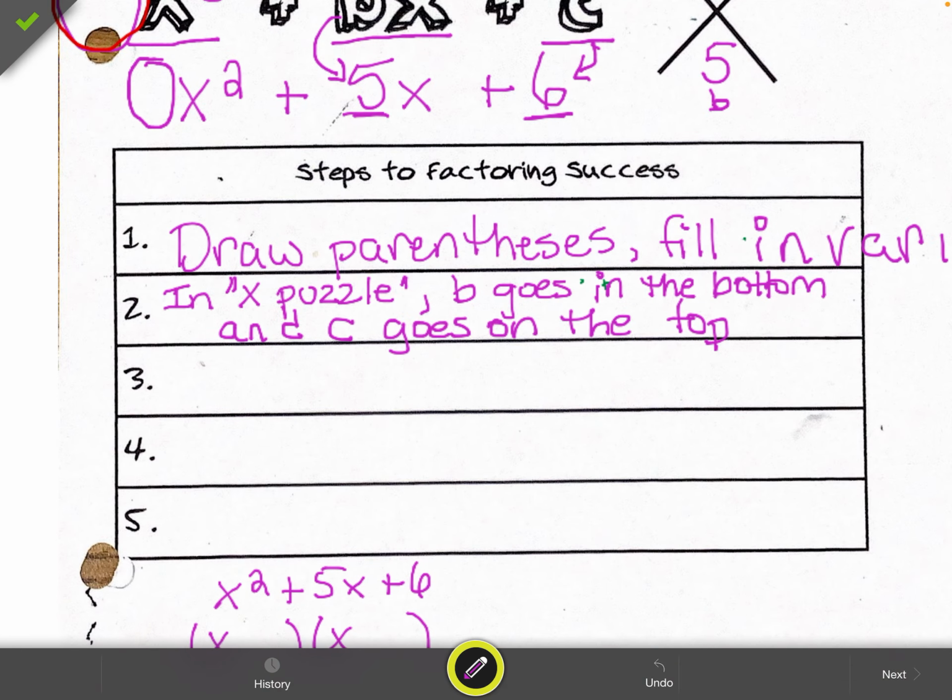Now, step 3 says you got to figure out what your signs are going to be, but technically you can skip this step.